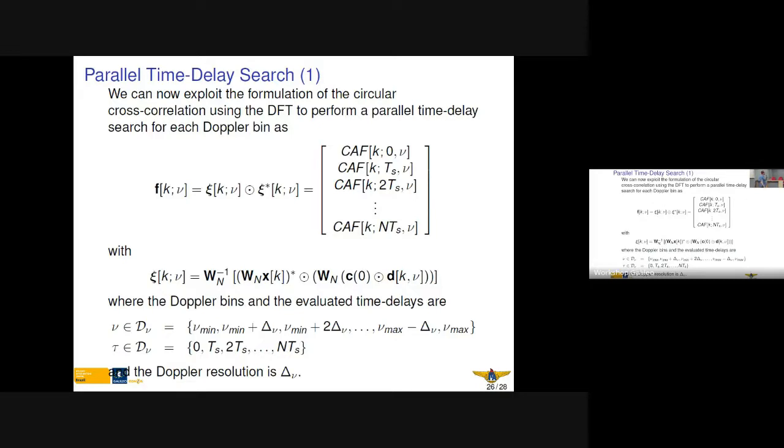Nu from D of nu. Yeah, and then it goes from a chosen minimal Doppler shift to a maximum Doppler shift, and for each of these Doppler values, we will evaluate all the time delays from 0 TS, 2 TS, up to n TS. And the resolution of the Doppler is delta nu, and the resolution of the time delay is TS. Next slide, please.